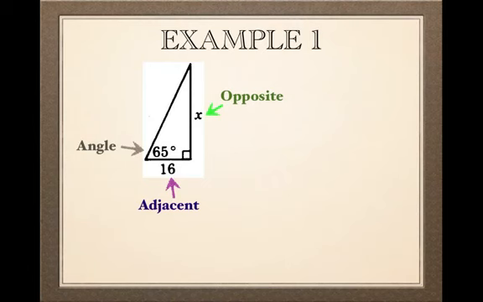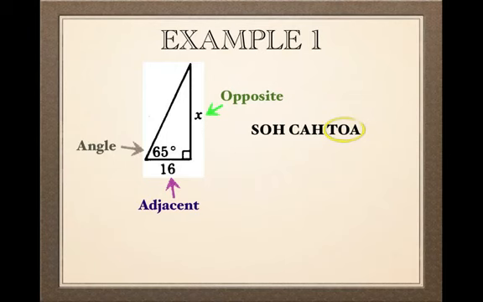So which trig function, sine, cosine, or tangent, would we use to solve this equation? Well, let's remember SOHCAHTOA. So sine would be SOH, sine opposite hypotenuse, cosine adjacent hypotenuse, tangent opposite adjacent. Since we have the opposite and adjacent, it looks like tangent is our big winner.